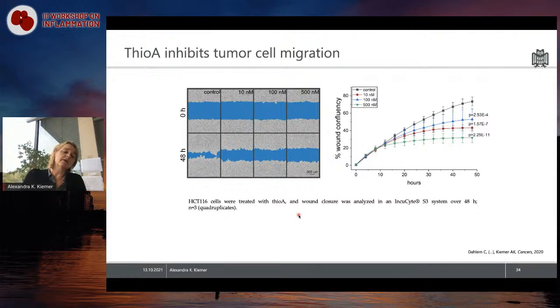We also see reduced tumor cell migration, which is an important process in metastasis, as the tumor cells really have to move towards the new site where they want to metastasize. Again, here we did a scratch assay, and normally over time this scratch is grown through by the cells, but this is inhibited by the compound.